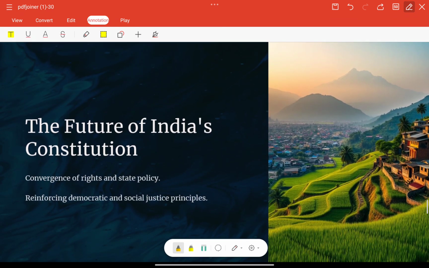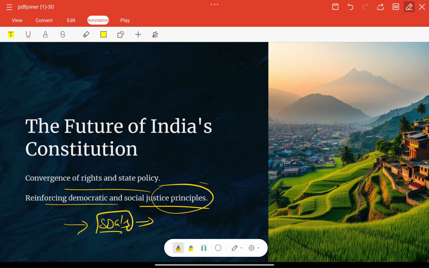Other than that, we can conclude with a 1 to 1.5 futuristic line here. In the future, India's constitutional journey will likely see further convergence of rights and state policy, reinforcing the democratic and social justice principles that form the core of the Constitution, right? Otherwise we can connect our SDGs also, SDG 17 or SDG 16, regarding democracy related topics, right? So that is the approach and structure to this exact question, the demand of the question, right?